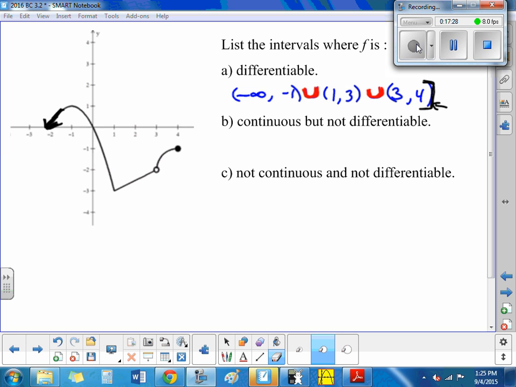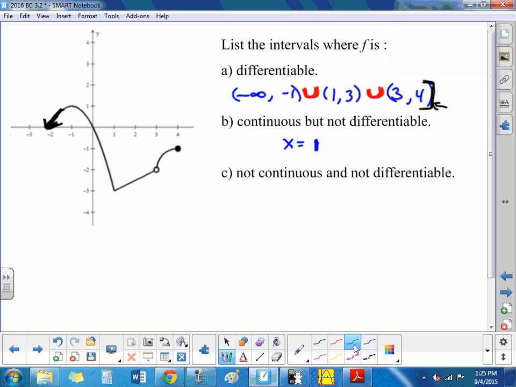So this only happens at x equals 1. There are other not differentiable places, but they're at places where the graph is not continuous. So not continuous and not differentiable. Does anyone know why that's kind of a silly question? Why is that kind of a silly question? Yes.